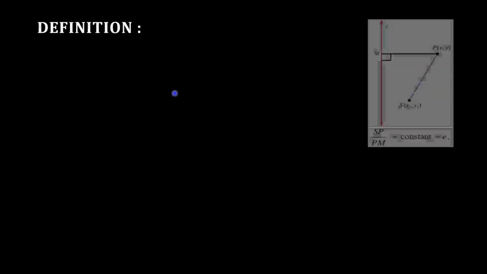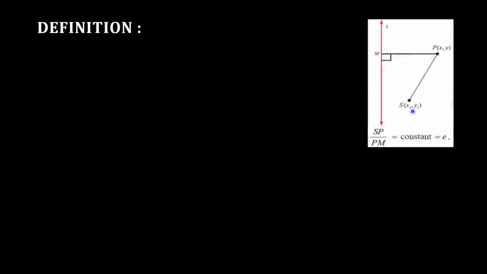Definition. See this diagram. For this you have to consider one fixed point S, one moving point P, and one line L. Then you have to draw a perpendicular line from P to L as PM.